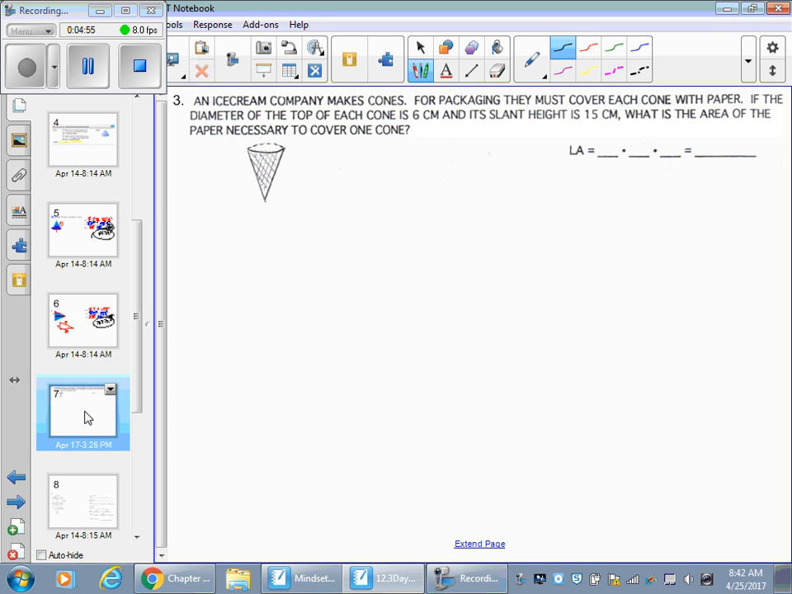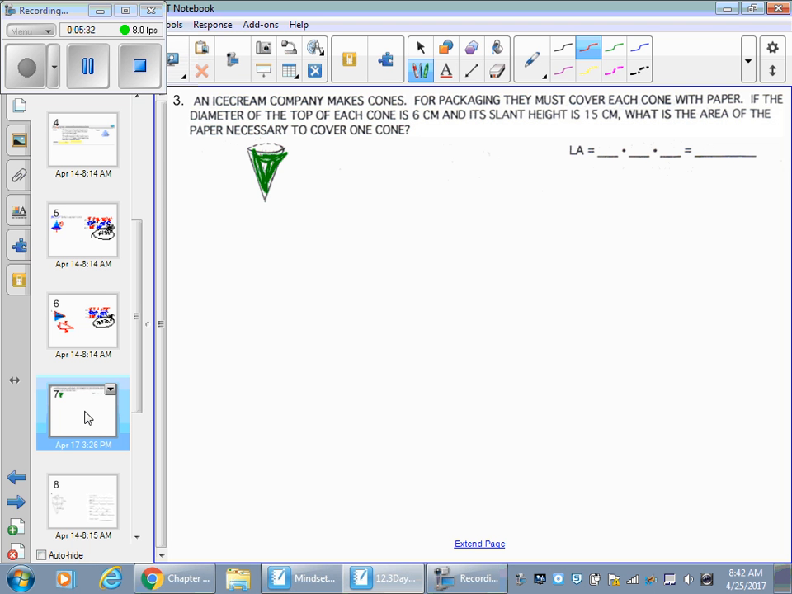All right, so now we're going to look at a real ice cream cone. We're looking at making the paper that goes over the ice cream cone. You've seen those at, I don't know, 31 Flavors or what have you, where we have to cover each one of these ice cream cones with paper. But we're not going to cover the top. We're going to leave that empty. So now we only need the lateral area. We don't need to add the base.